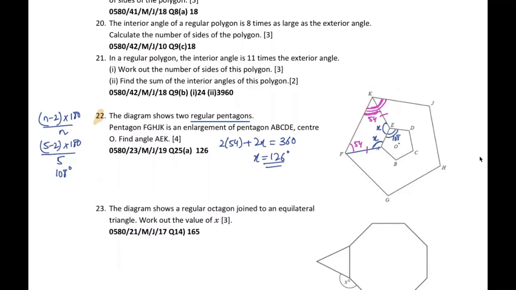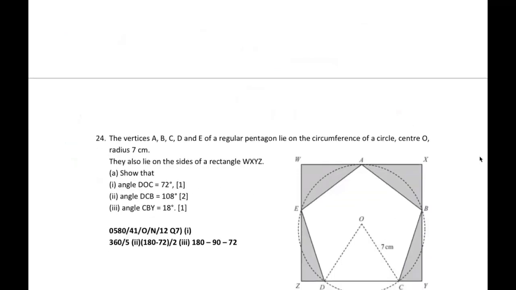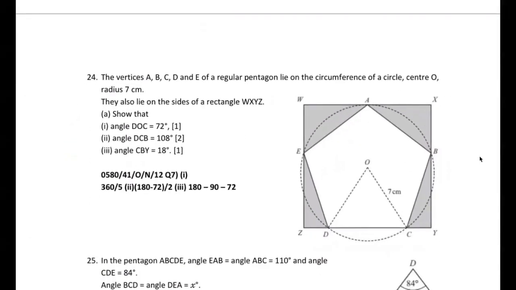Okay, let's try one more. Let's try question number 24 now. The vertices A, B, C, D, and E of a regular pentagon lie on the circumference of a circle, center O, and the radius is 7. They also lie on the sides of the rectangle WXYZ.